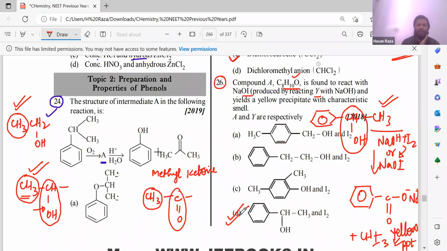It's very easy to eliminate options since you know it is haloform reaction. OH is here and adjacent to this there is no CH3, so this will not be your answer. OH is here and adjacent to this there is CH2, CH3 is not there, this is also not your answer. OH is here, adjacent to this is not CH3, so this will not be your answer. OH is here and adjacent to this there is no CH3, but on the right hand side there is CH3, so this will be your answer. Simple. Okay.